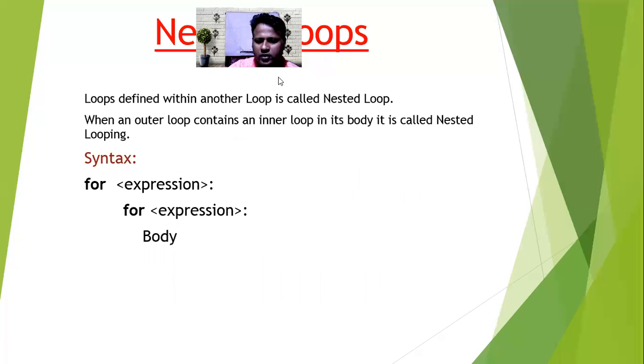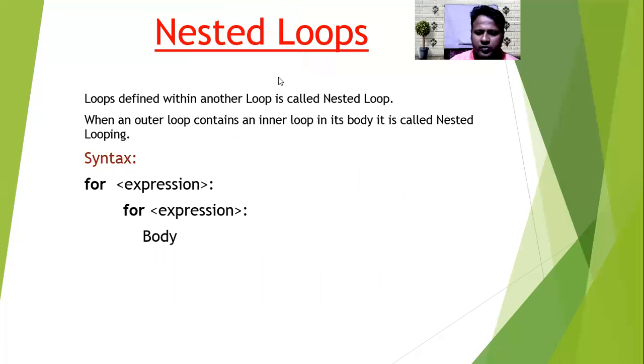Then we go for the nested loop. A loop defined within another loop is called a nested loop. When the outer loop contains an inner loop in its body, it is called a nested loop. In a loop, you can define another loop; that is called nesting of loops. Before that, I will show how the for loop works with an example.